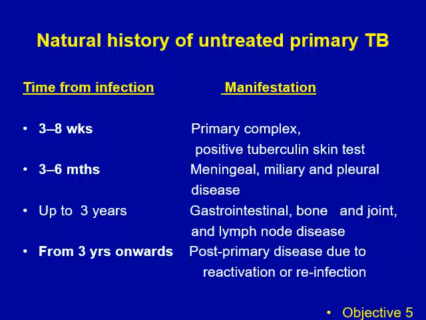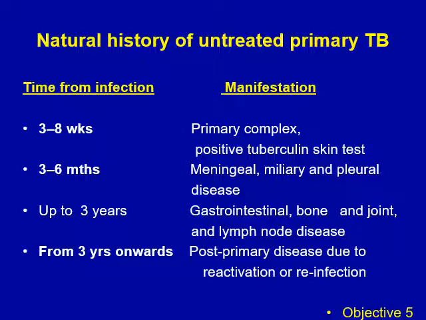We come to the natural history of the untreated primary TB. If this primary TB is untreated, what happens to it? At 3 to 8 weeks from the infection, the primary complex will develop, a lesion in the lung and in the regional lymph node called the primary complex, and the tuberculin test becomes positive also.